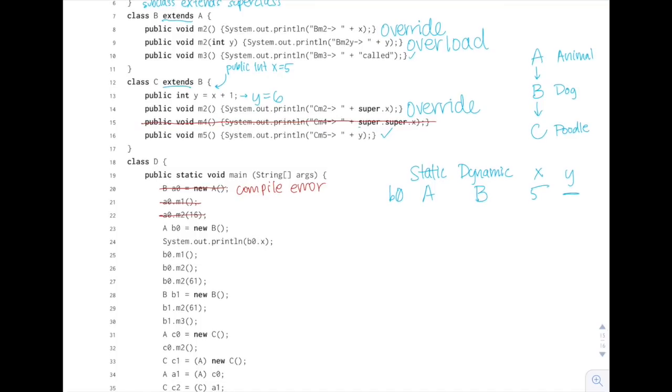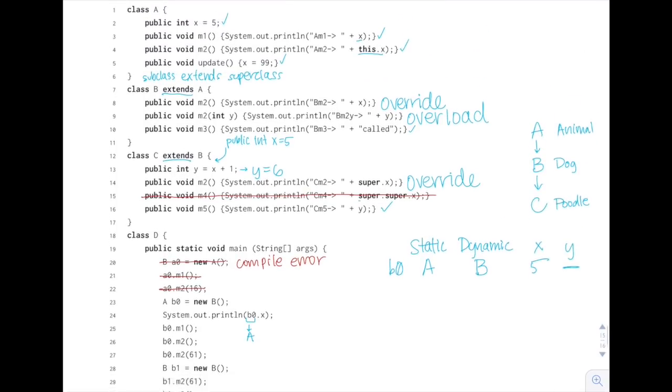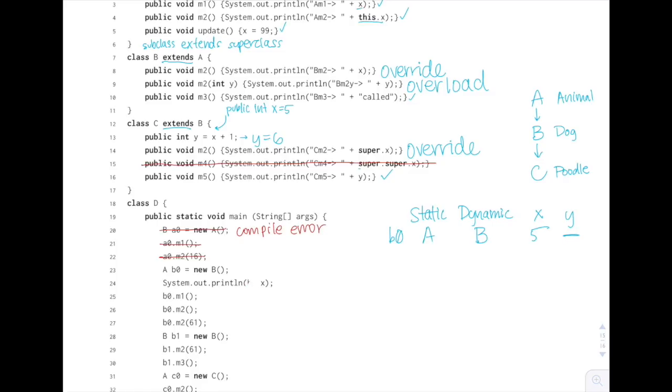And now we do System.out.println of b0.x. So far we've only seen the compiler checking methods and checking assignments, but the compiler also checks when you try to access attributes. So it'll check what is the static type of b0, and that's A. So it'll look inside of the A class to see if you have an attribute X, and we do. So the compiler's like, okay, that's fine. And so then we print out 5.